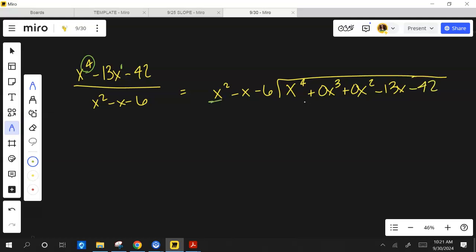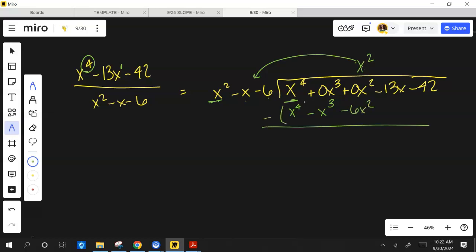All right, what do you multiply x squared by to get x to the 4th? X squared, right? That's right. You put it in the squares. This is why I needed those placeholders, right? It's going to help me as I divide this polynomial. So now, multiply around, right? X squared times x squared is x to the 4th. X squared times x is negative x to the 3rd. X squared times negative 6.